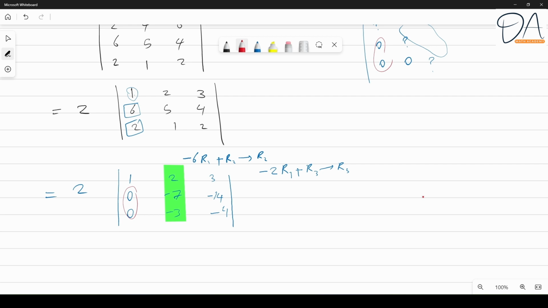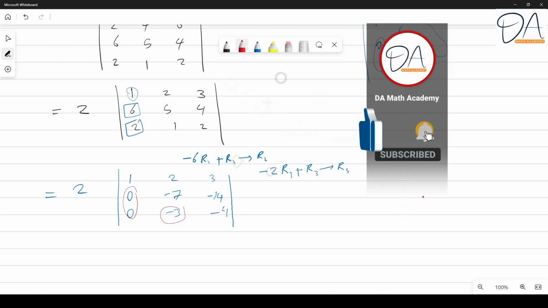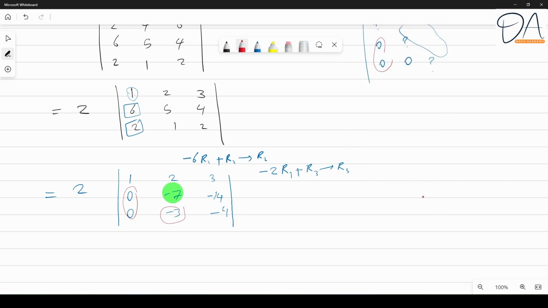What's our goal in the second column? Our goal is to make this element 0. Always keep in mind what you're trying to get. Because we are working with column 2, we'll use row 2 for the elimination. Now we can proceed with this number, but you notice here we have minus 7 and minus 14. I can take minus 7 as common. That will give me a smaller number to work with. If you take minus 7 as common, you will get 2 times minus 7. This is a common factor from the second row.